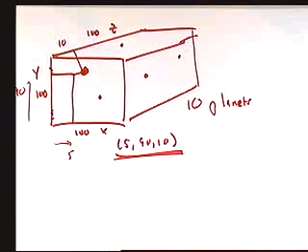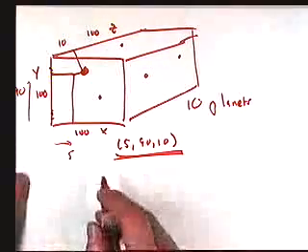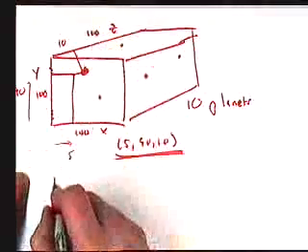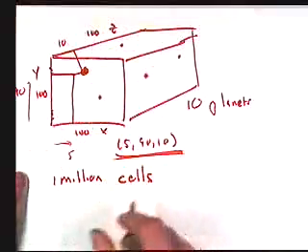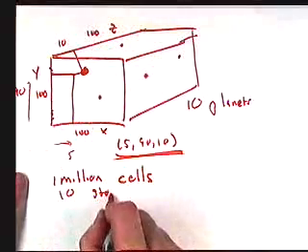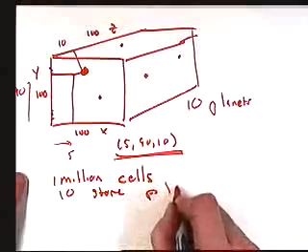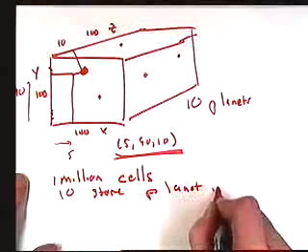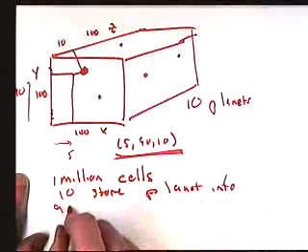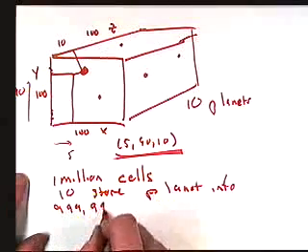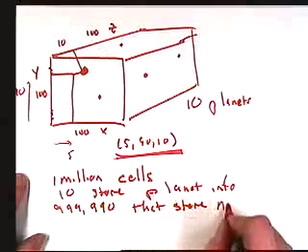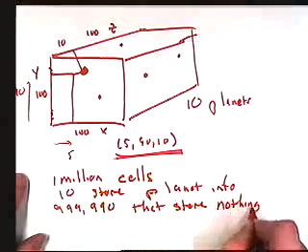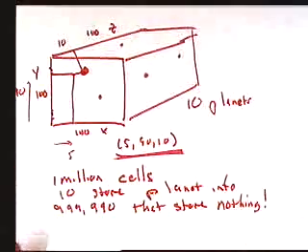And the problem here now is, if I've got an array that's 100 by 100 by 100, that's 1,000,000 cells. Only 10 of them will store planet info. That means that we have 999,990 cells that store nothing.